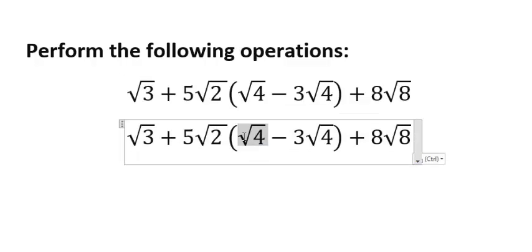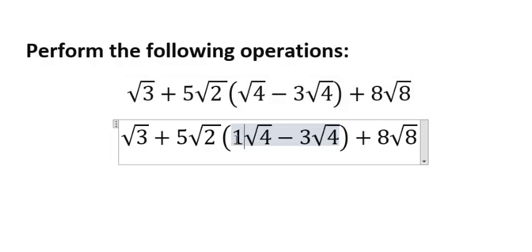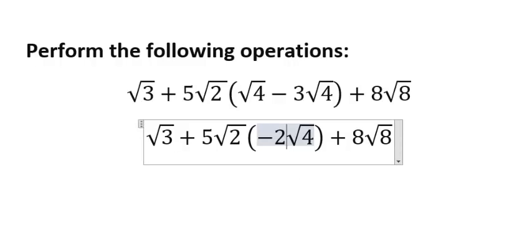Okay, so remember that there's an invisible 1 in here, so it's 1 square root of 4 minus 3 square root of 4. That will be negative 2 square root of 4. Okay, then this thing inside parentheses, because it's attached to the 5 square root of 2, we have a multiplication in here. So with these two things, we are basically going to multiply them. Okay, how do you multiply square roots? You're going to multiply the numbers outside, like number 5, with the number outside as negative 2. And the numbers inside of the square root as 2 with the number inside the square root as number 4.